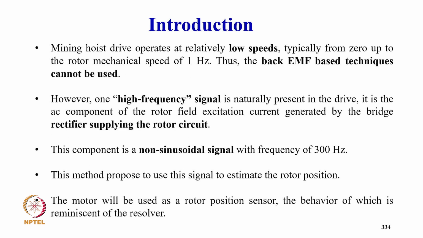The mining hoist drive operates at relatively low speeds, typically from 0 up to a rotor mechanical speed of 1 Hz, and thus the back EMF based technique cannot be used. However, one high frequency signal is naturally present in the drive, and it is the AC component of the rotor field excitation current generated by the bridge rectifier supplying the rotor circuit. This component is a non-sinusoidal signal with a frequency of 300 Hz. So this method proposes to use this signal to estimate the rotor position. The motor will be used as a rotor position sensor, the behavior of which is reminiscent of a resolver.